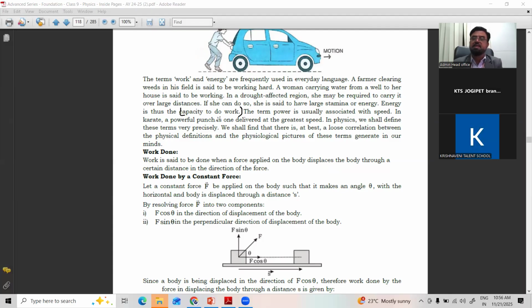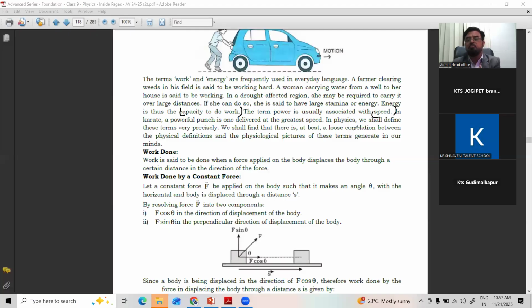Suppose in a drought area where there is no water, you may have seen in some movies, or maybe in some villages, they have to carry water from a long distance. They are carrying it from 1 kilometer, 2 kilometers to their houses. So what can we say? Their work is done, and their capacity is also more, for the lady or woman. That is called energy: the capacity or ability to do work over a long time.